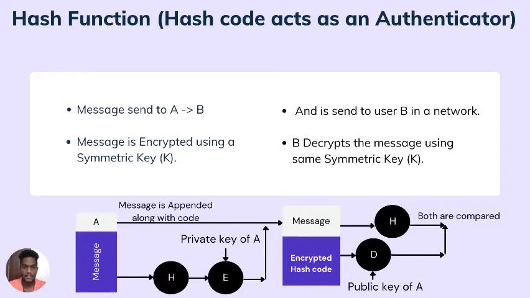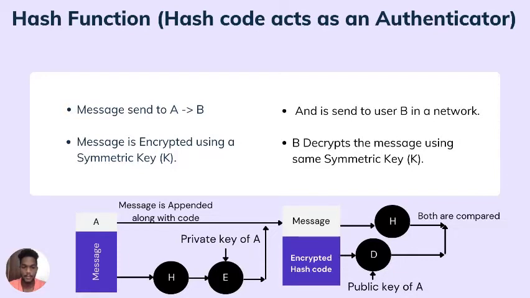So the hash function: in this, the hash code acts as an authenticator. So here also the two users will be A and B. Here we'll encrypt the message using symmetric key K, and the message is sent to user B in the network. B decrypts the message using the same symmetric key. We will see the diagram.